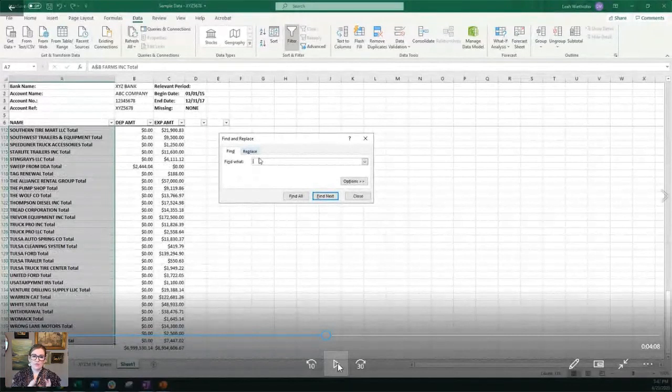And so anything that ends in Inc. or LLC is suspect for a shell company. So this is just one of the ways to kind of narrow that down.